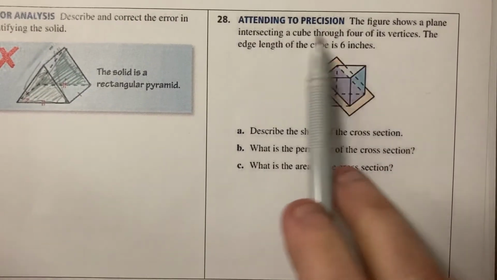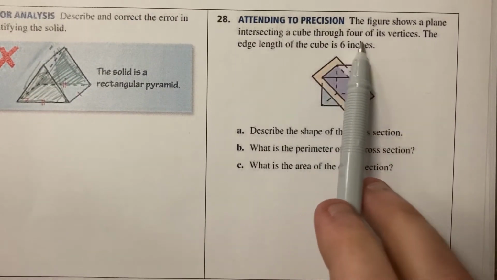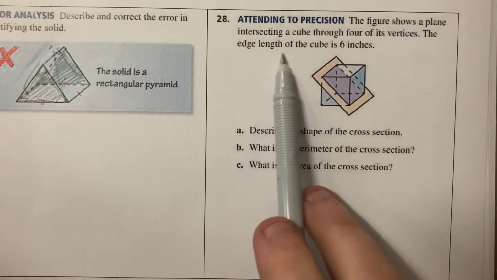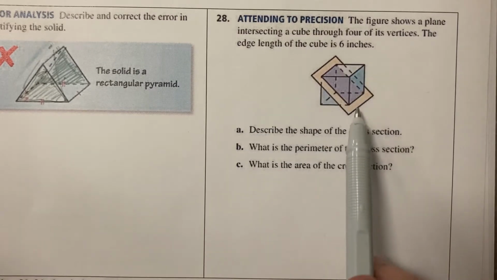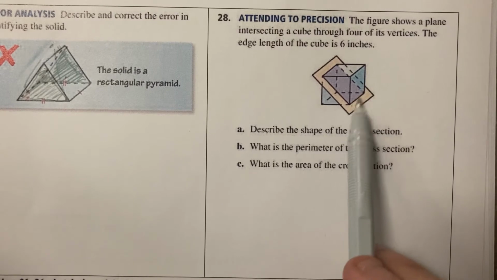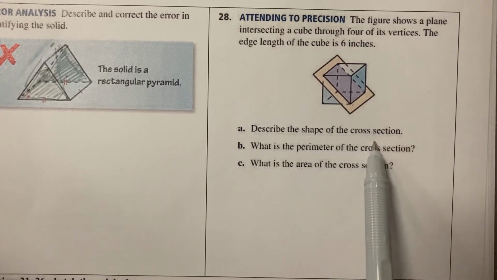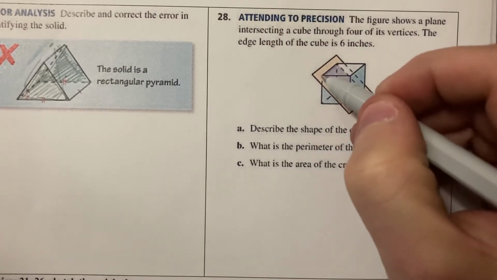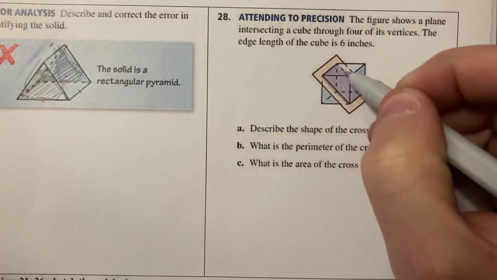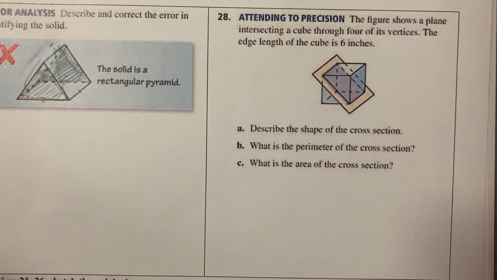Okay, the figure shows a plane intersecting the cube through 4 of its vertices. The edge length of the cube is 6 inches. Describe the shape of the cross section. Well, that looks like a rectangle to me. What is the perimeter of the cross section?